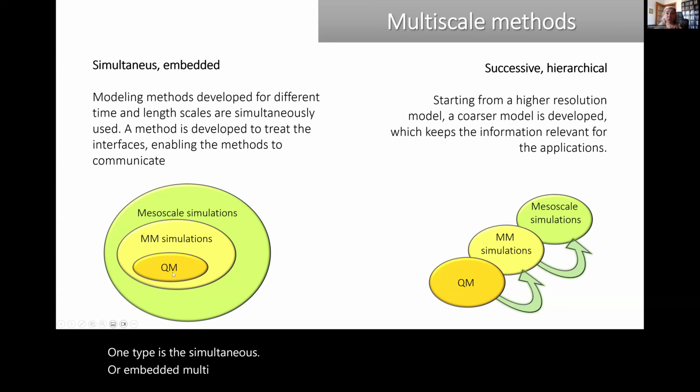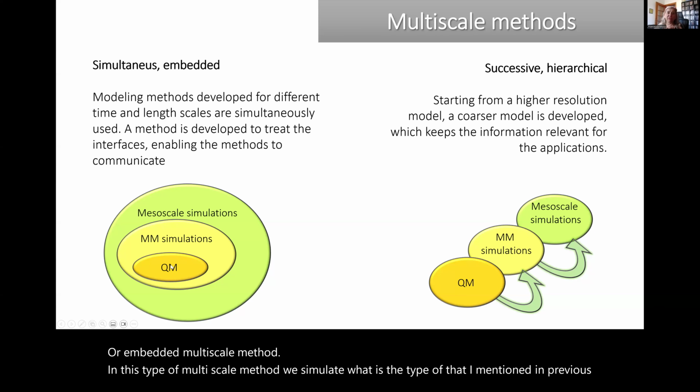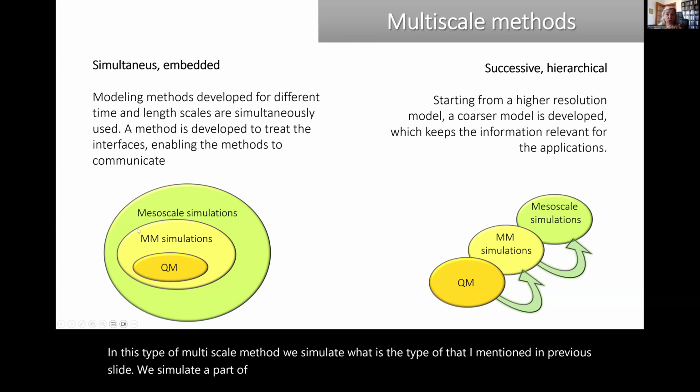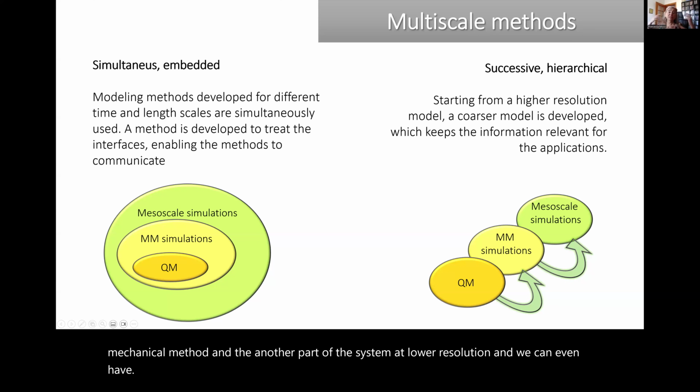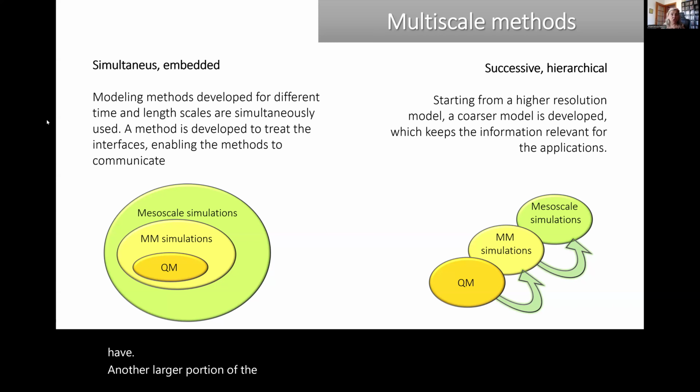In this type of multiscale method, which is the type that I mentioned in the previous slide, we simulate a part of the system at a certain resolution, for example, with quantum mechanical method, and another part of the system at a lower resolution, and we can even have another larger portion of the system simulated at an even coarser resolution. And this type of method is called simultaneous embedded multiscale method.